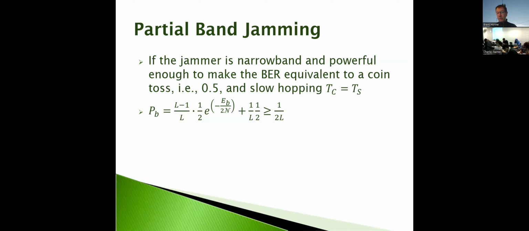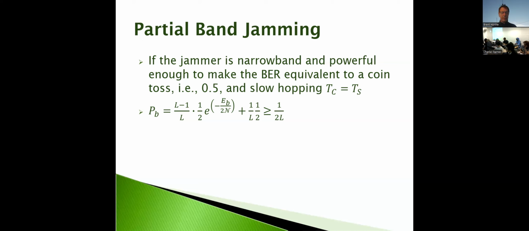Let's also look at slow hopping. In this case, we'll assume that our chip rate is the same as our symbol rate. So there's one symbol per slot, or per hop, per chip. We could still be slow hopping and sending multiple symbols per chip, but we're going to assume that these are equal in this case.